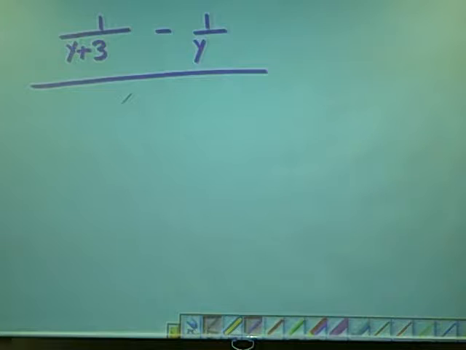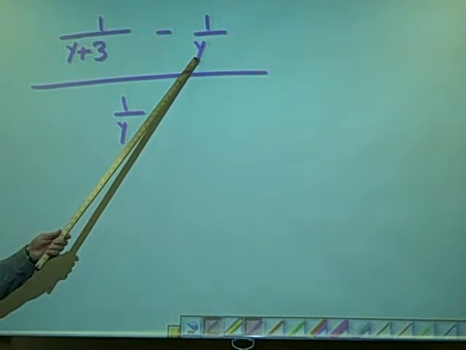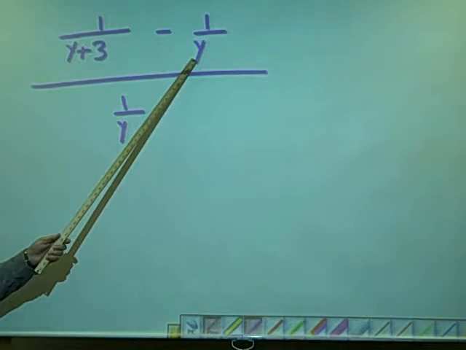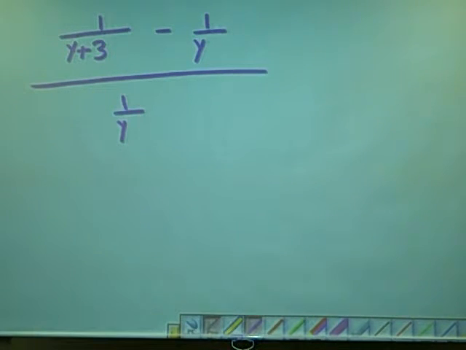This time we have 1 over y plus 3 minus 1 over y, and that's all over 1 over y. Okay, now, you see this y here? That's different than y plus 3.